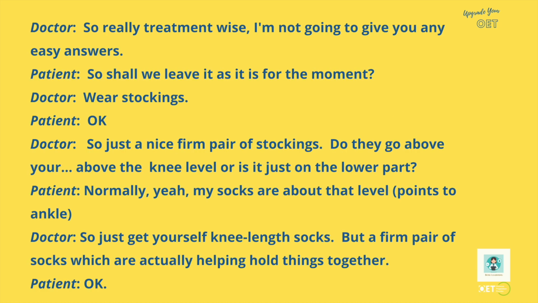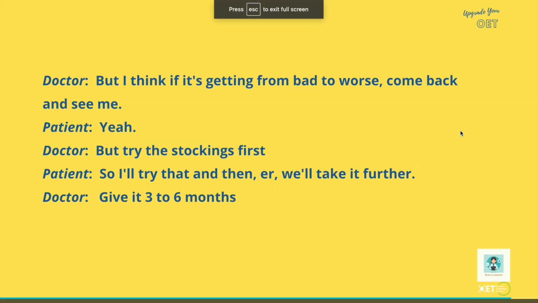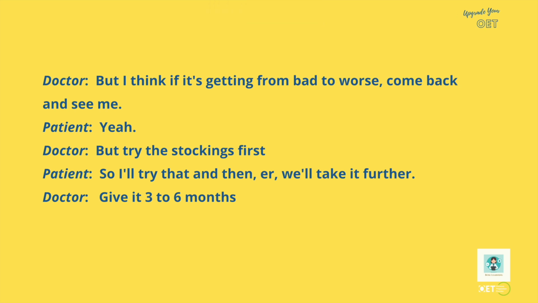So really, treatment-wise, I'm not going to give you any easy answers. So shall we leave it as it is at the moment? Wear stockings. Okay. So just a nice firm pair of stockings. Do they go above the knee level, or is it just on the lower part? Normally my socks are about that level. So just get yourself knee-length socks, but a firm pair of socks which are actually helping hold things together. Okay. But I think if it's getting from bad to worse, come back and see me. Yeah. But try the stockings first. Yeah, I'll try that, and then we'll take it further from there. So give it 3-6 months.